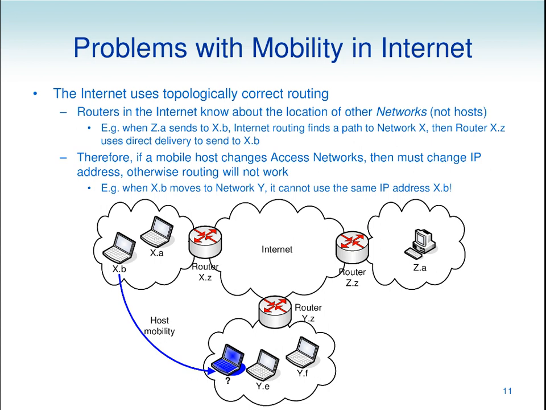Why do we need that? What if we didn't do that? What if, as it moved, it maintained the address X dot B? What would happen? We know it's not valid, but what's the problem if this is X dot B? No service, why? What if someone sends data to it?